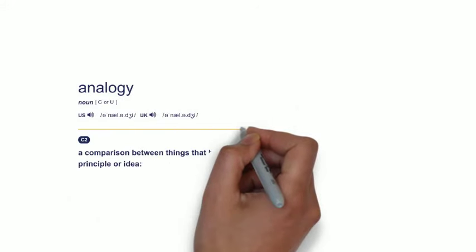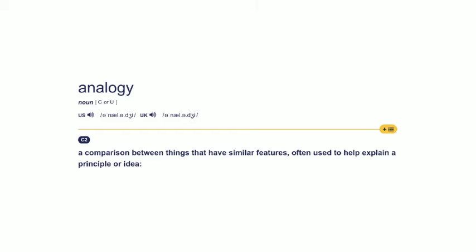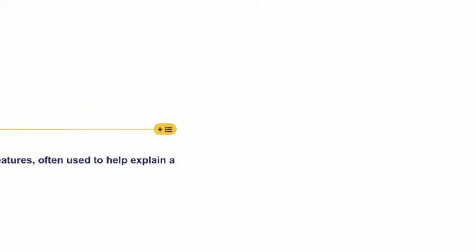An analogy is a comparison between things that have similar features, often used to help explain a principle or idea. For example, here's a quote from psychiatrist Elisabeth Kubler-Ross.